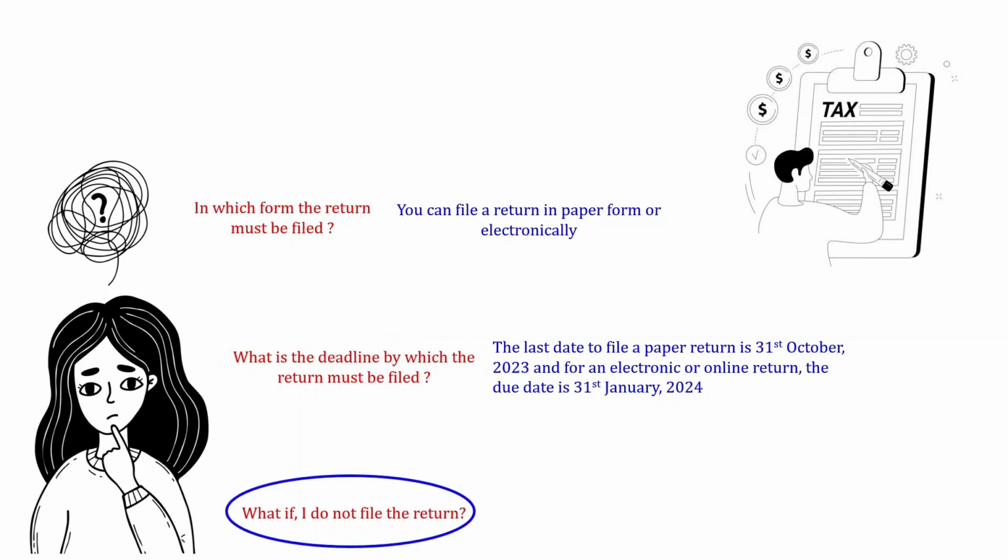Now the last question. What if I do not file the return? The answer is quite simple. Penalty arises in this case. Victor, you forgot something. HMRC can also issue a notice asking a taxpayer to file his return. In such cases, the return must be filed within 3 months of issuing this notice.